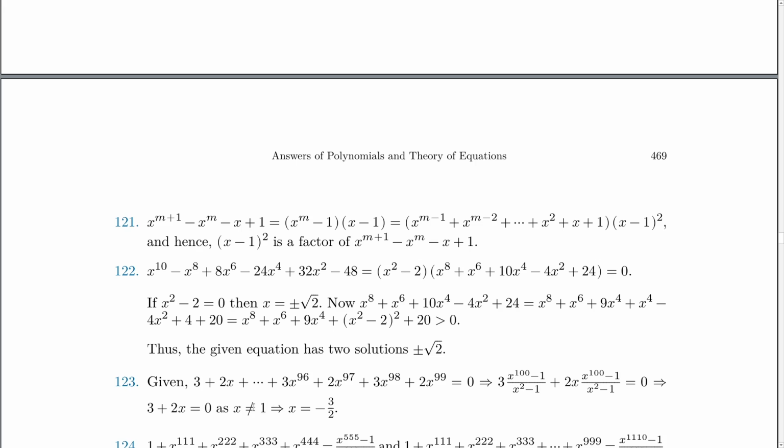How can we say that x is not equal to 1? If you substitute x equal to 1, then all terms are positive and they will either be 2 or 3. So half the terms will be 2, half of the terms will be 3. So you will have 49 times 2, that is 98, and then you have 150, the sum would be 248, which will not be equal to 0. So straight up you can see that since the terms are all positive, the solution won't be 1. So what this means is this term (x to the power 100 minus 1) by (x squared minus 1) won't be 0. That essentially implies that 3 plus 2x is equal to 0, so x is equal to minus 3 by 2.